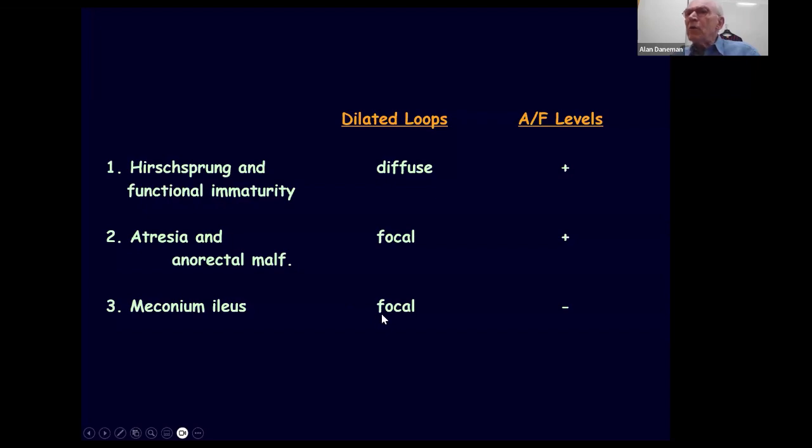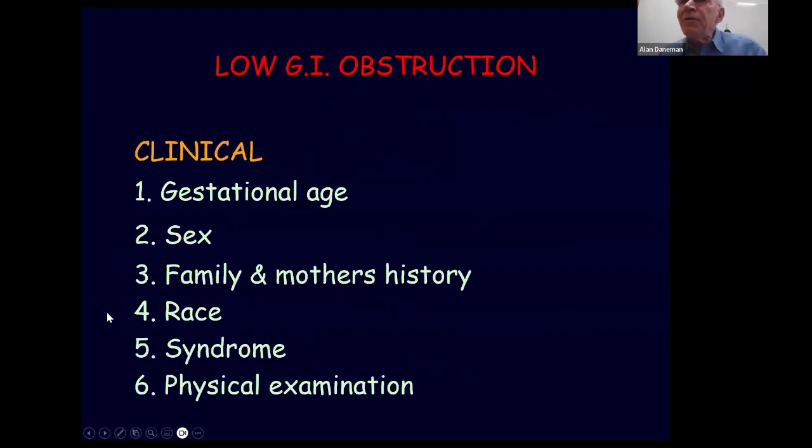If you have a focal loop that's bigger than the others but lacking an air fluid level, it's most likely due to meconium ileus. And it's said that you don't get the sharp air fluid level in meconium ileus because the meconium is so thick in these patients with cystic fibrosis. So I find that this is helpful to guide me in whatever direction I think the baby may be ultimately diagnosed with. There are other things that one should look at or ask the clinician about before doing the enema.